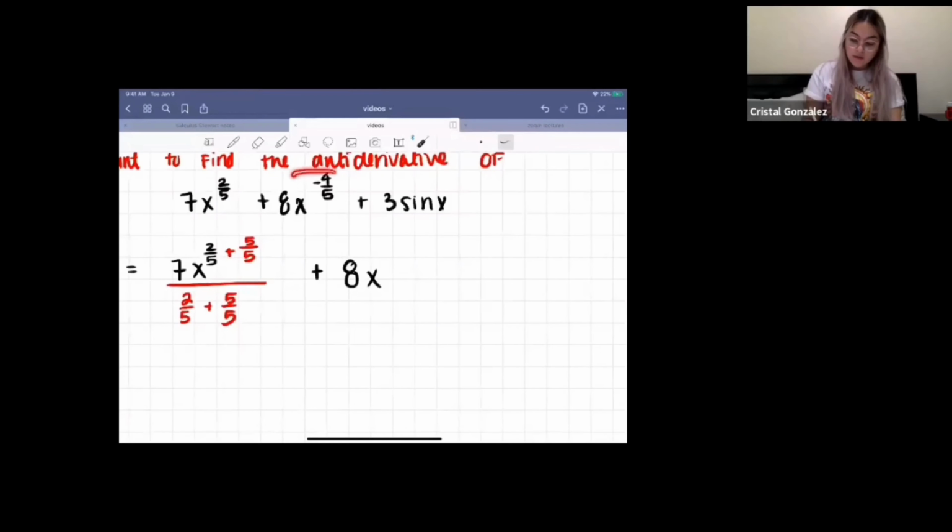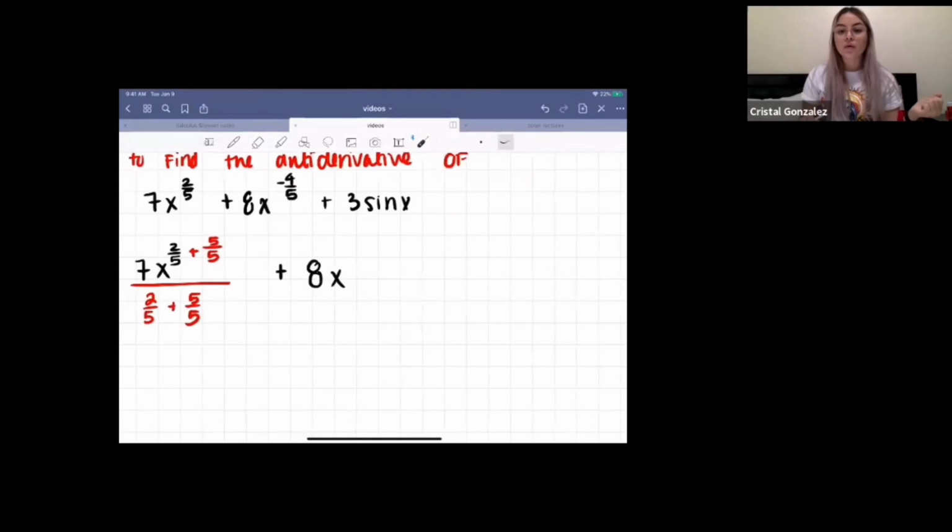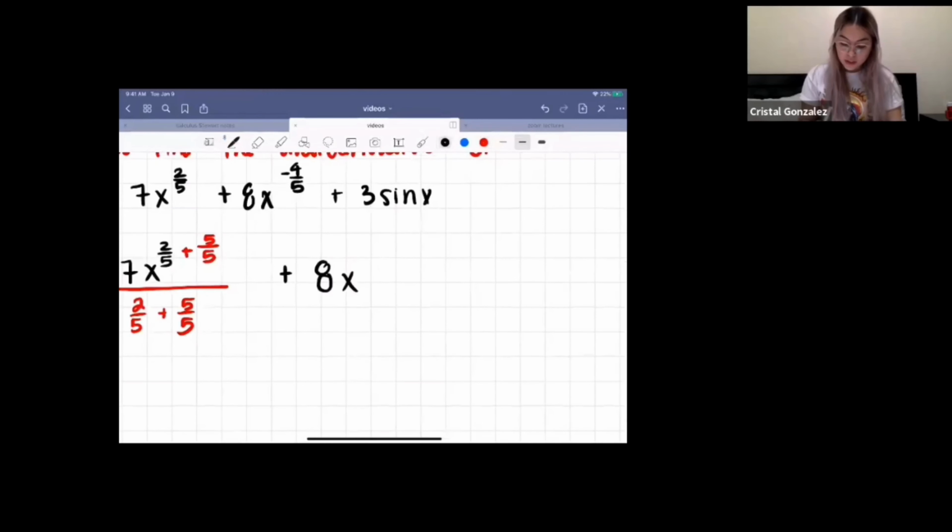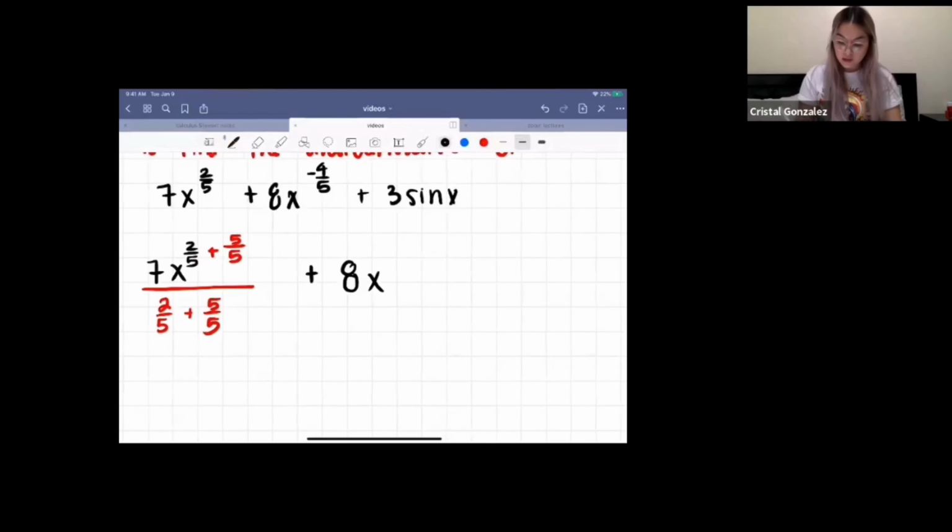Again, here we have x to some power. Sure, that power is negative, but it's still a power. And as long as that power doesn't equal -1, we're okay. So now we're going to do the same thing as we did in the last one. We have our -4/5, and then we're going to add 1. Adding 1 is the same thing as adding 5/5. And so we're also going to divide by -4/5 plus 5/5.